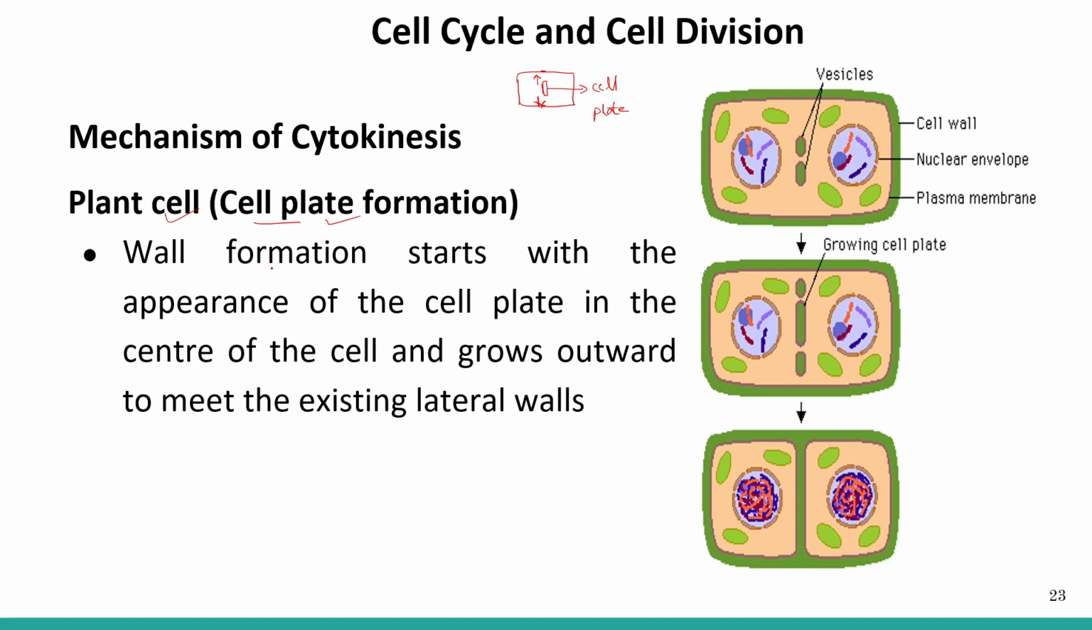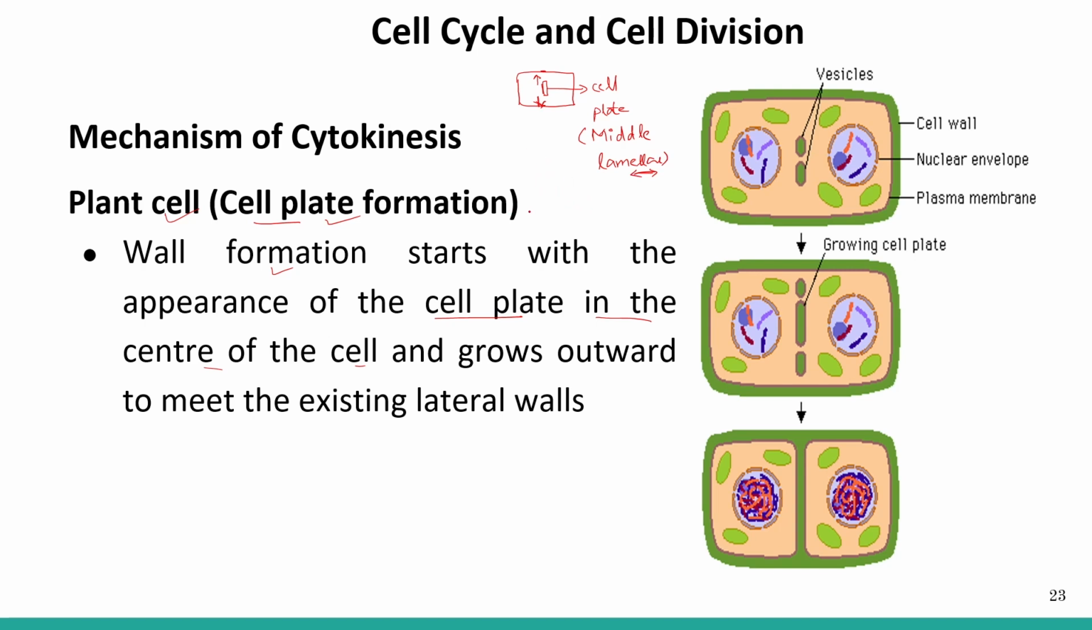So what happens? A wall formation starts with the appearance of a cell plate in the center of the cell, okay. So this cell plate is also known as middle lamella. Okay, and what is the role of middle lamella? Middle lamella joins the primary wall of the two cells.